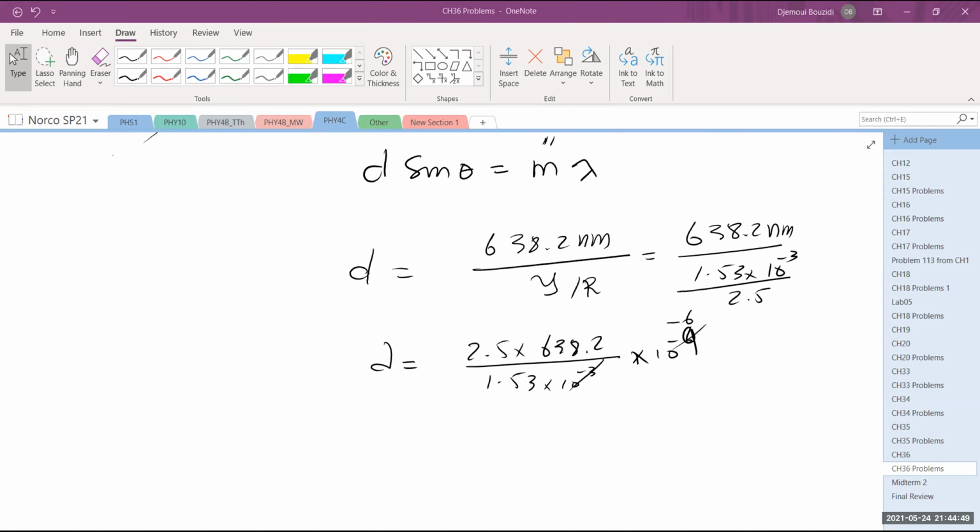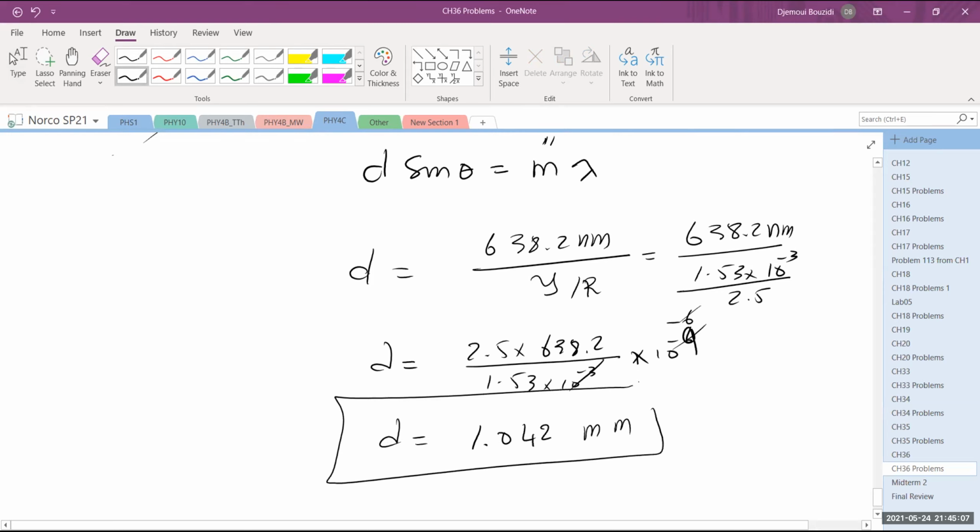micrometer, but we don't really need it in micrometer. We can use millimeter. So we're going to write it as 1.042 times 10 to the negative 3 after that, which is millimeter. Please handle your units correctly, okay? And conversions and all of that. You really have to be focusing here in order to get these things right.